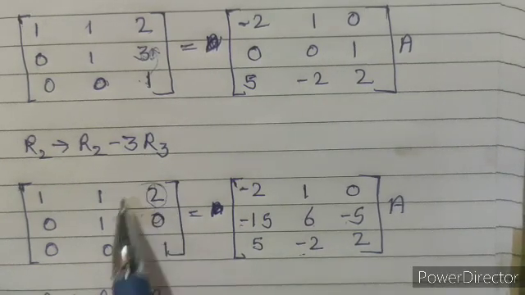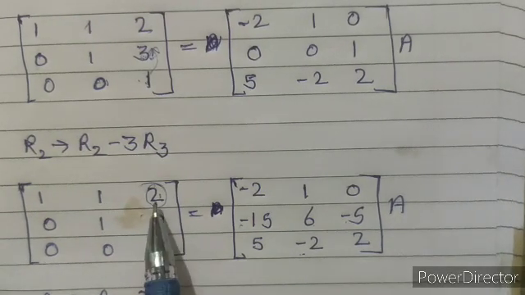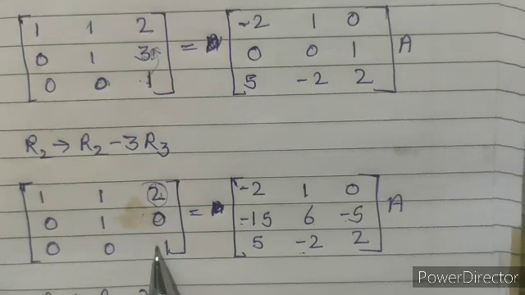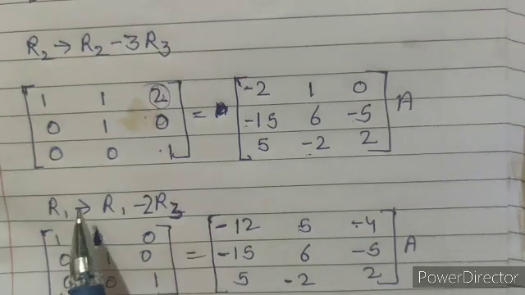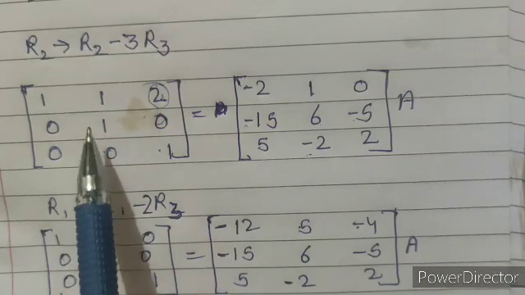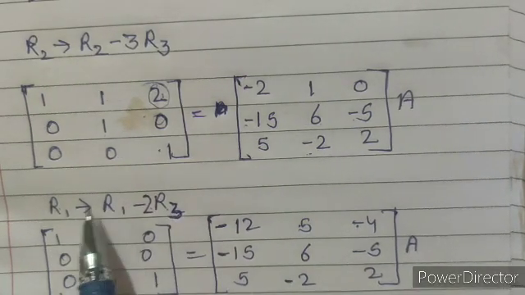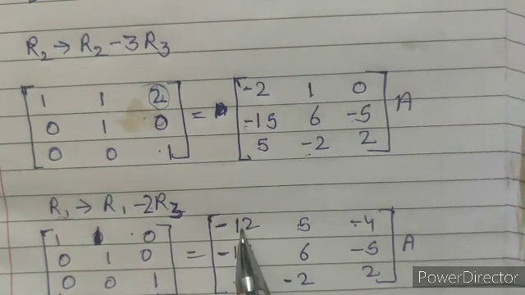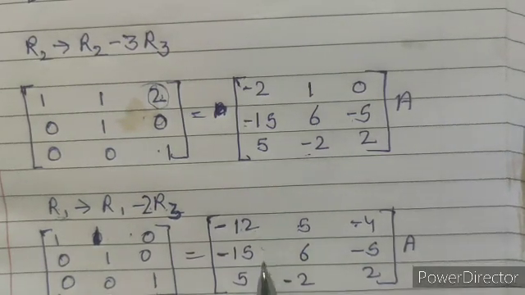Now we need to convert this 2 into 0. 2 minus 2 will give us 0. That means row 1 can be changed by row 1 minus 2 into row 3. This is giving us our desired result. So on changing R1 by R1 minus 2 into R3, we are getting the row 1 as 1 1 0 on the left hand side, and on the right hand side row 1 as minus 12, 5 minus 4, and row 2 and row 3 will remain the same.